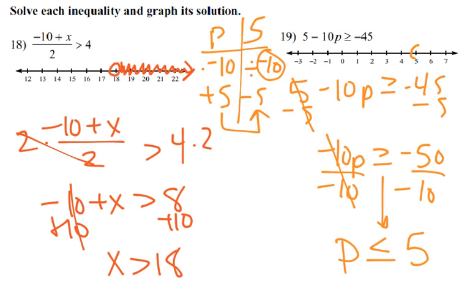So I go to positive 5, draw my circle. It's equal to, so it's part of the answer, fill it in. P is less than, so I shade to the left.